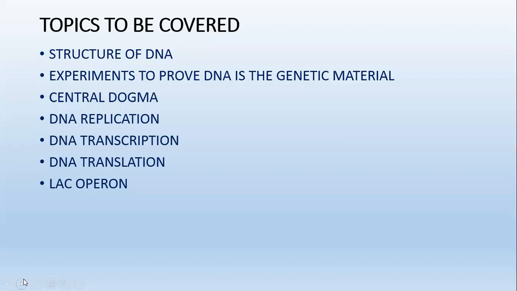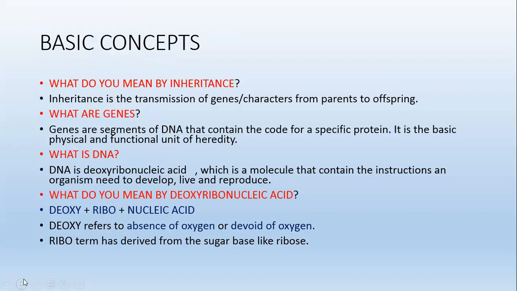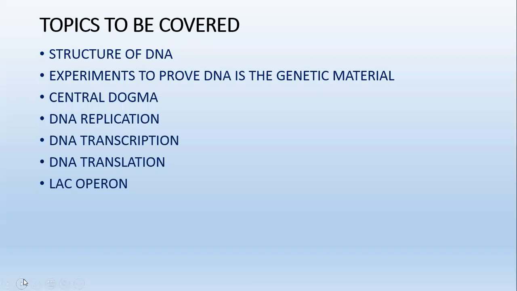So these are the topics that we are going to cover. First is the structure of DNA. The second is the experiments to prove DNA is the genetic material. What are the experiments to prove that DNA is the genetic material? Why is RNA not the genetic material but DNA is? Then we are going to cover central dogma.